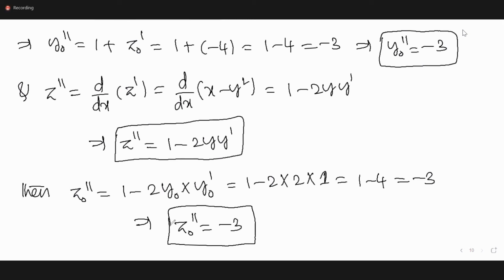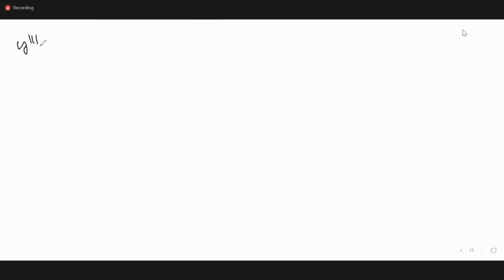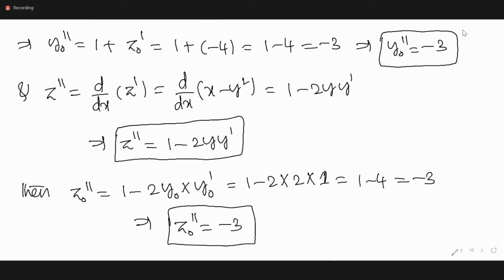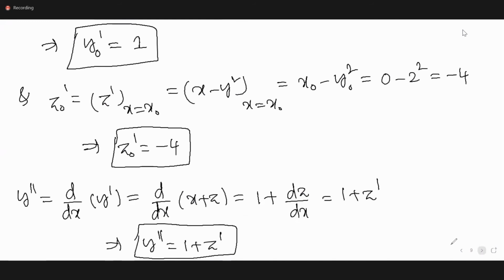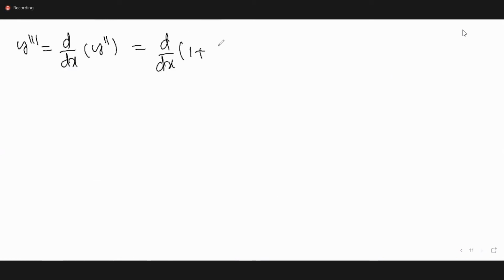Next, calculate third and fourth order derivatives at x is equal to x naught. Next, y triple dash is equal to d by dx of y double dash. d by dx of what is y double dash? 1 plus z dash. So differentiation of 1 is 0 and this is z double dash. So y triple dash is equal to z double dash.